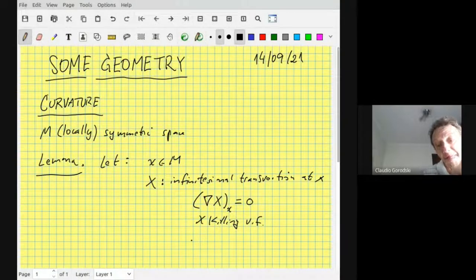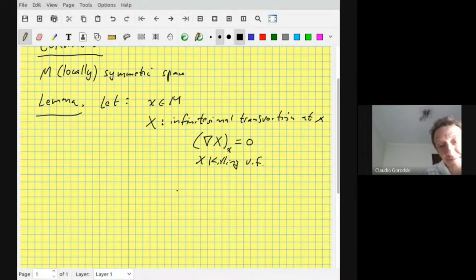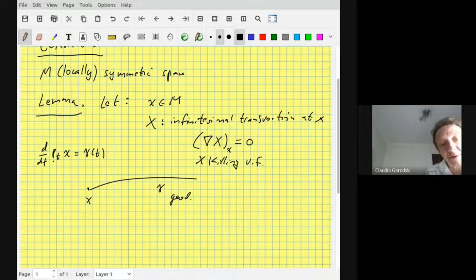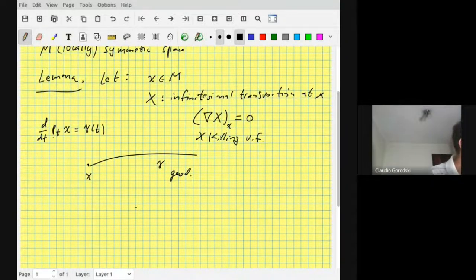So say we apply this to the point x. We get a geodesic gamma, and P_t induces parallel transport along gamma also. So that's the story about transvections. And so we have this transvection, and then Y is any vector field, just a vector field defined on a neighborhood of the point x.